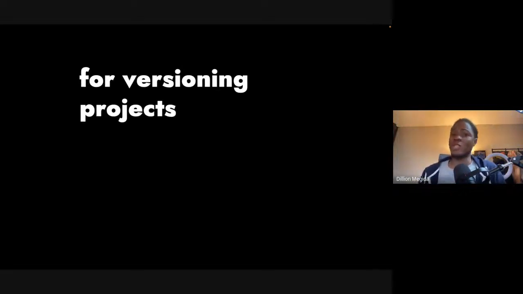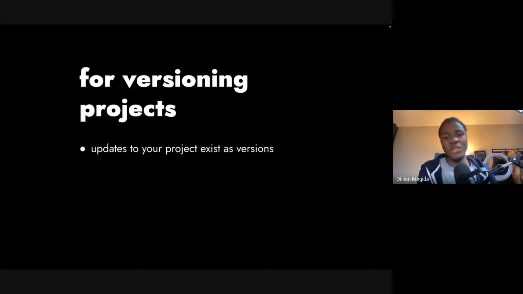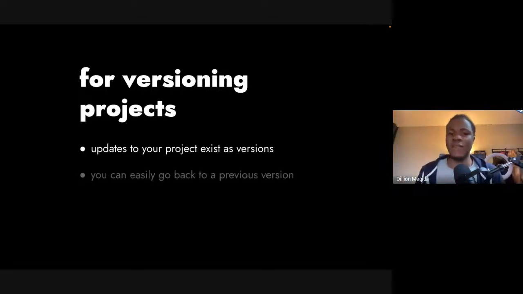And when we talk about versioning projects, updates to your project exist as versions. If you add a header to your website, that can be a version. If you add a new image, that can be a version. If you add an about page, that can be a version. If you add authentication, that can be a version. These updates exist as versions.